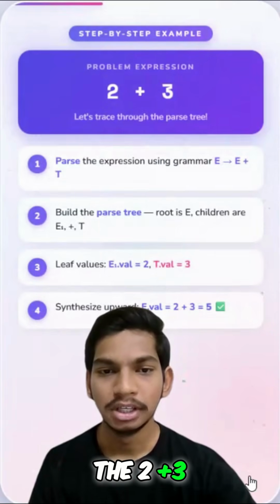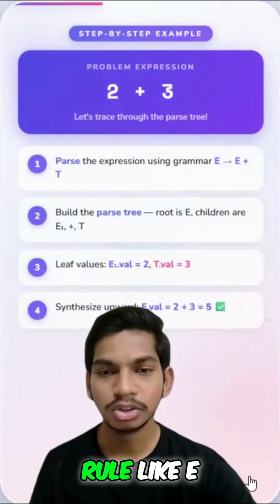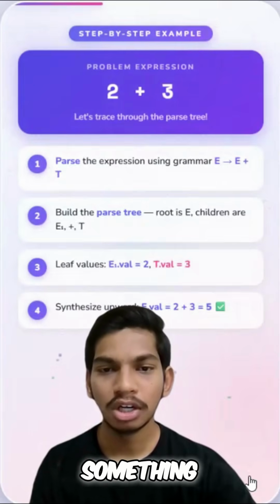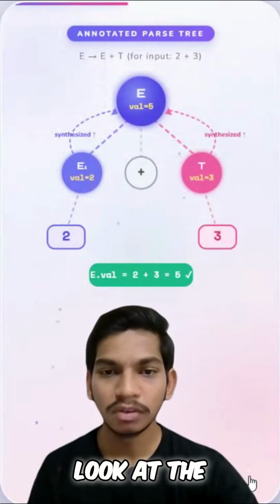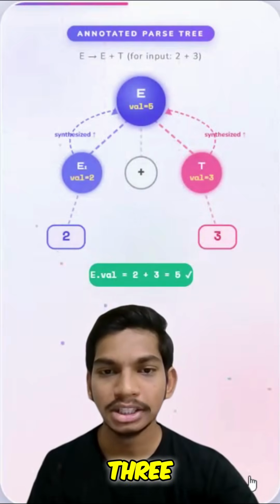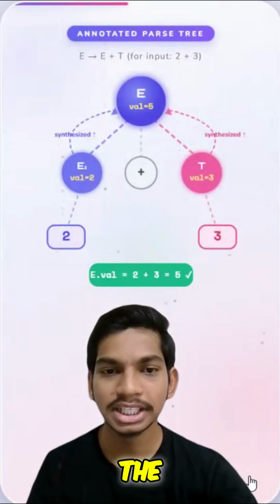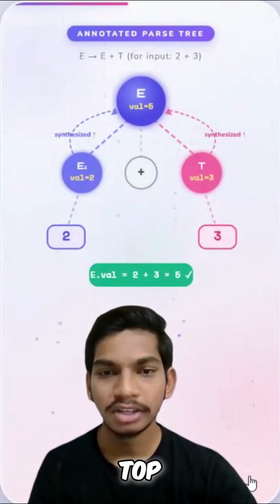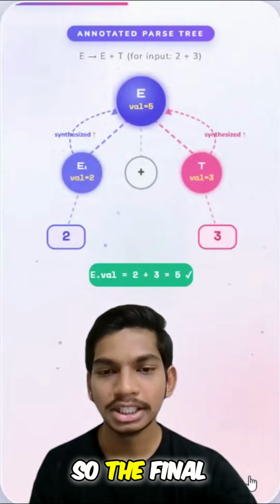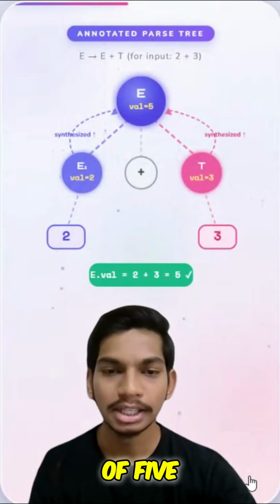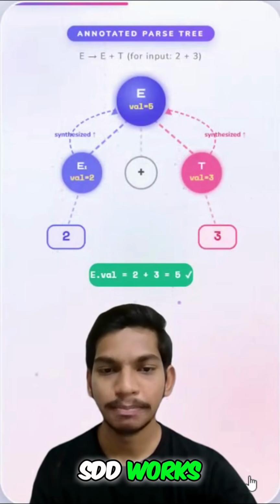Here, 2 plus 3. So we use a grammar rule like E tends to E plus T. We build something called a parse tree. Now we can see a tree here. Look at the bottom. We have the values 2 and 3. And these values move upward using the synthesized attributes. At the top, we apply the rule, E dot value becomes E dot value plus T dot value. So the final result is 2 plus 3 equals 5. And that's how SDD works step by step.